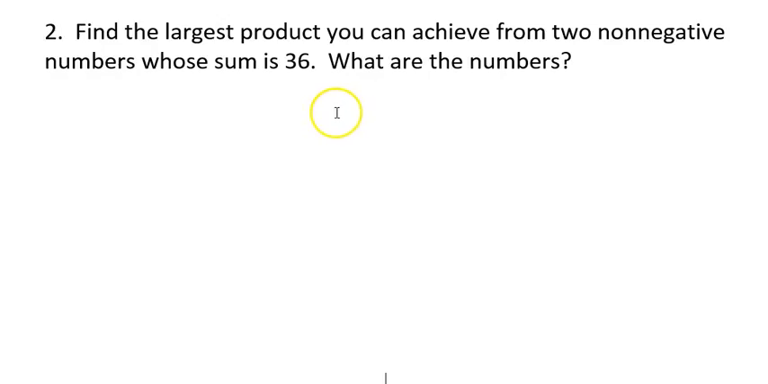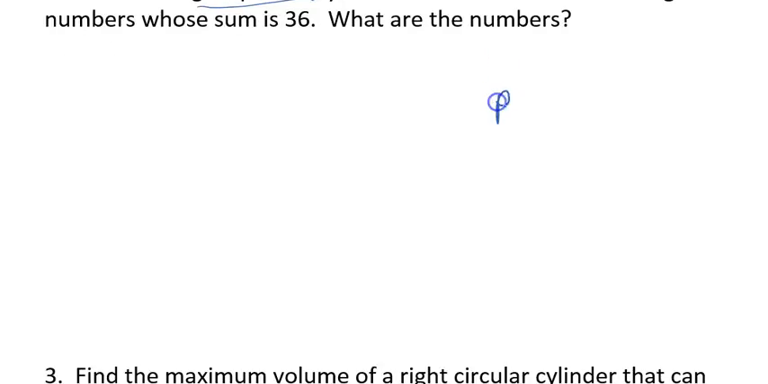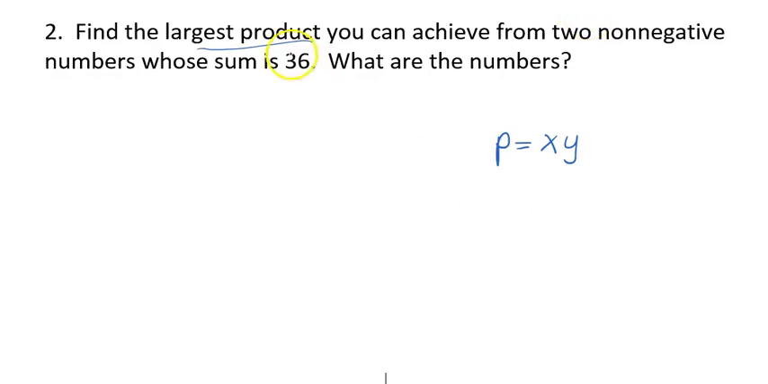Okay, for our next example, we are going to find the largest product that we can achieve from two non-negative numbers whose sum is 36. So they've actually given us two things. We are finding a largest product, which means that product is x times y. It's two things multiplied together. And we also know their sum is 36. So whatever those two numbers are, they add up to 36. So right now I'm just using x and y to represent those two numbers.